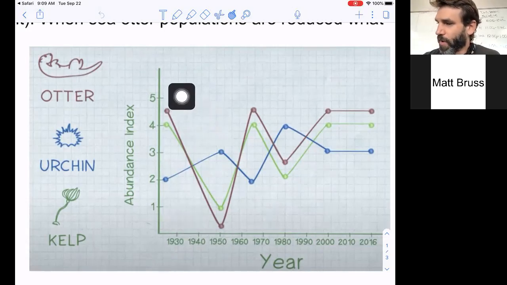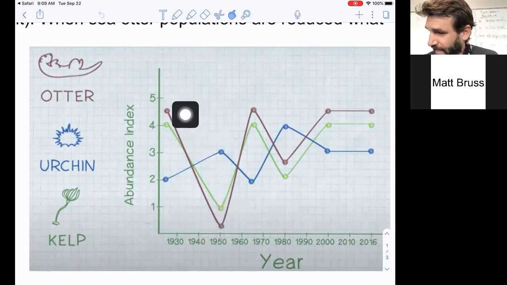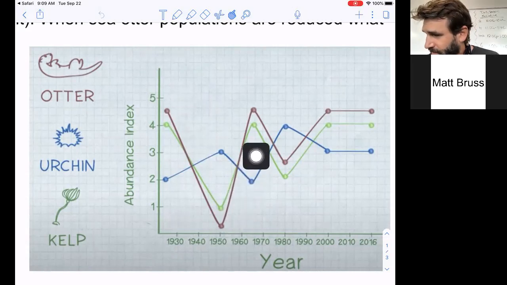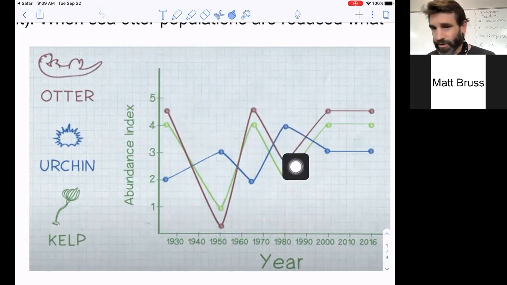So when the population of sea otters goes down, we're asked what happens to the kelp population. Well, in this case, the kelp population goes down. When sea otter goes up, it looks like kelp follows it. And when sea otter population goes down, the kelp population also goes down. So my interpretation of this graph is that kelp population follows sea otter population. So when sea otters go down, kelp go down.